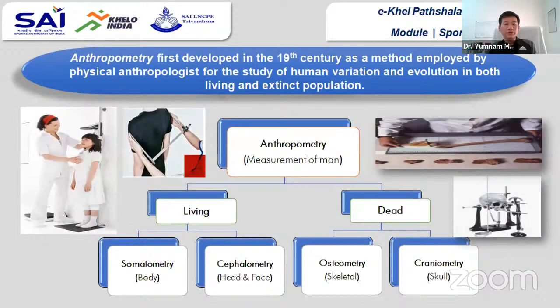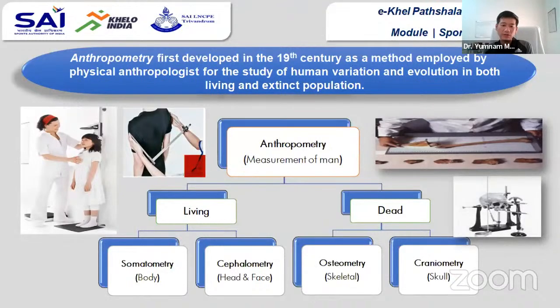So this anthropometry was first developed in the 19th century as a method employed by physical anthropologists. Those who specialize in physical anthropology are called physical anthropologists. They used anthropometry during the 19th century for the study of human variation and evolution in both living and extinct populations.